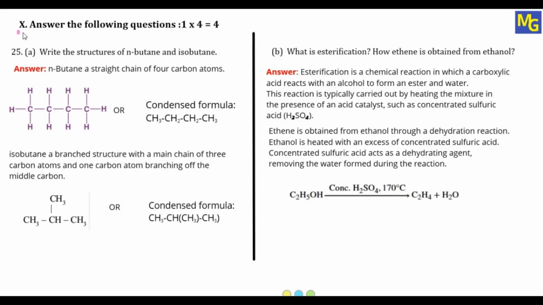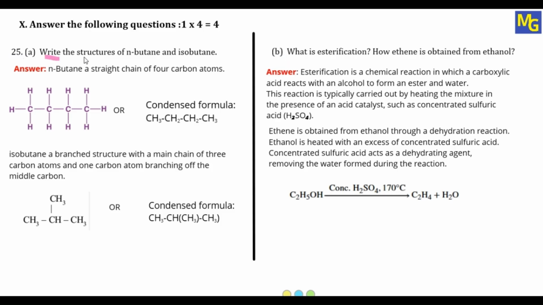Now question number 10. Answer the following questions. Here we have to answer one question which carries 4 marks. So total marks we are going to get from this section is 4. Question number 25, which is divided into A and B. First we will start with A.